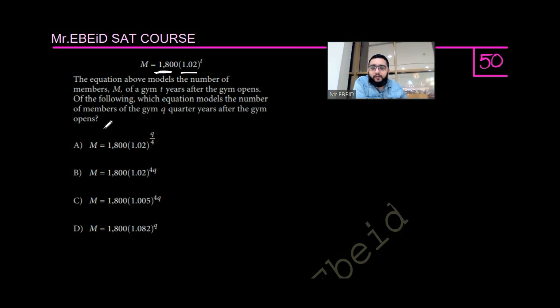The equation above models the number of members m of a gym t years after the gym opens. Of the following, which equation models the number of members of the gym q quarter years after the gym opens? So t will be q over 4, because we want to write it in quarters.